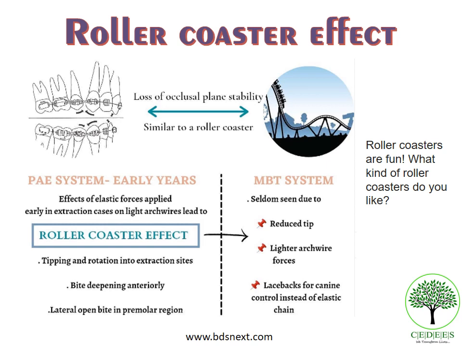Now in the early years, it was the pre-adjusted edgewise or straight wire appliance that came into the picture. So what happened when they extracted teeth for orthodontic treatment and applied heavy elastic forces? It led to something known as the roller coaster effect. Why is it called that? The occlusal plane, we all know, should follow a straight line. When heavy elastic forces are applied early in extraction cases on light arch wires, the occlusal plane stability is completely lost. It becomes fully curved, similar to the path taken by a roller coaster.